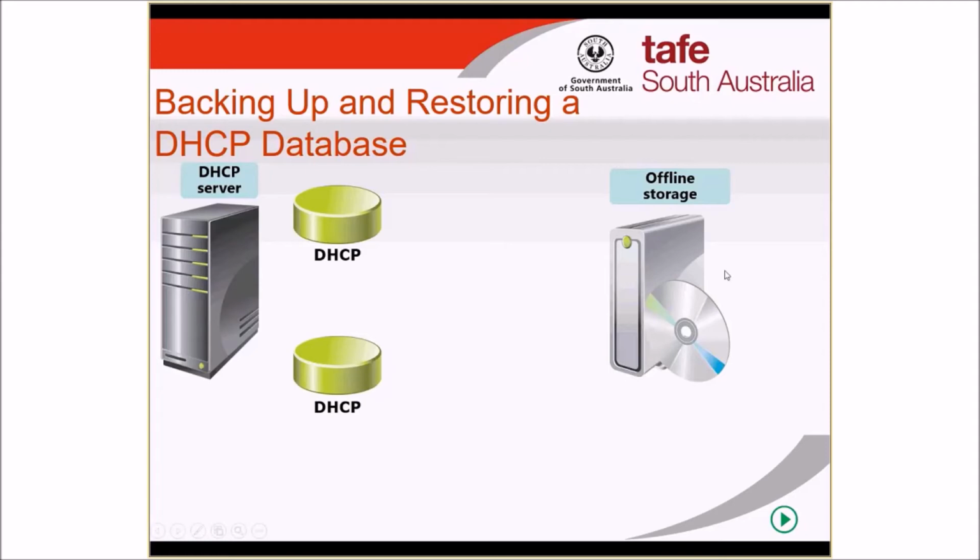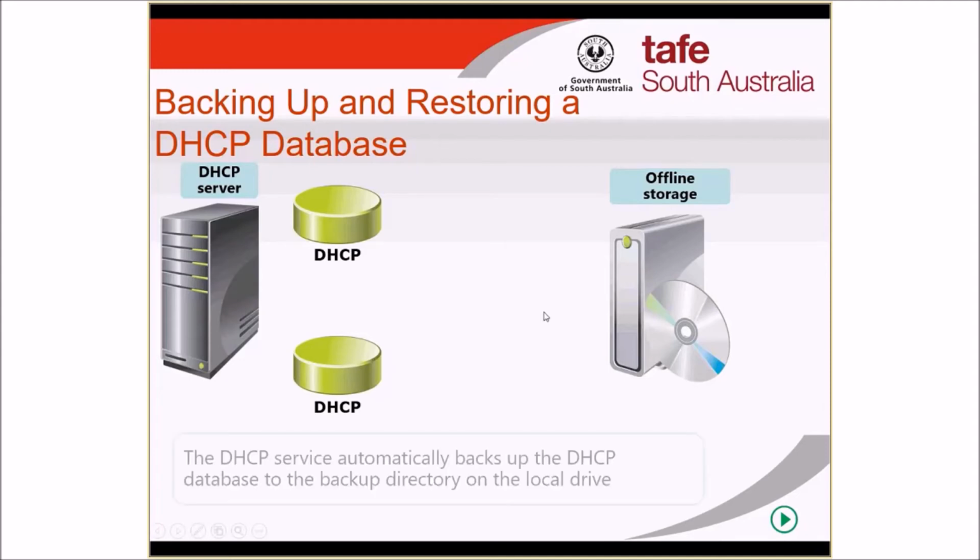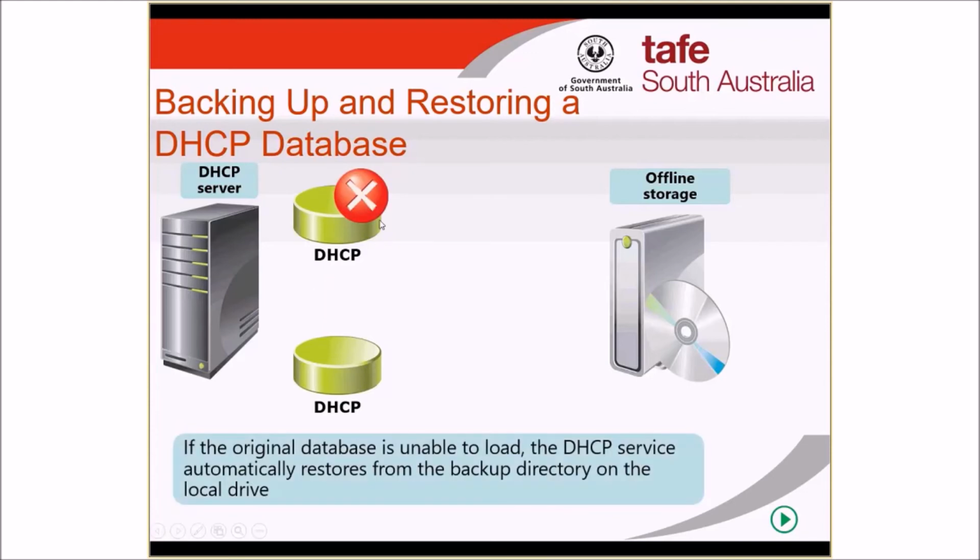So what we can do with that database is we can actually back it up. When we back it up, it's just like anything. We put it offline, and if this DHCP server explodes, we just build a new DHCP server, and we get this DHCP backup, and we restore it. Instead of creating those 1,000 scopes like we said we potentially could, it is actually going to be there for us. So a DHCP server can automatically back up the DHCP database to the backup directory on a local drive. If the DHCP database fails for whatever reason, we can take this backup and restore it.